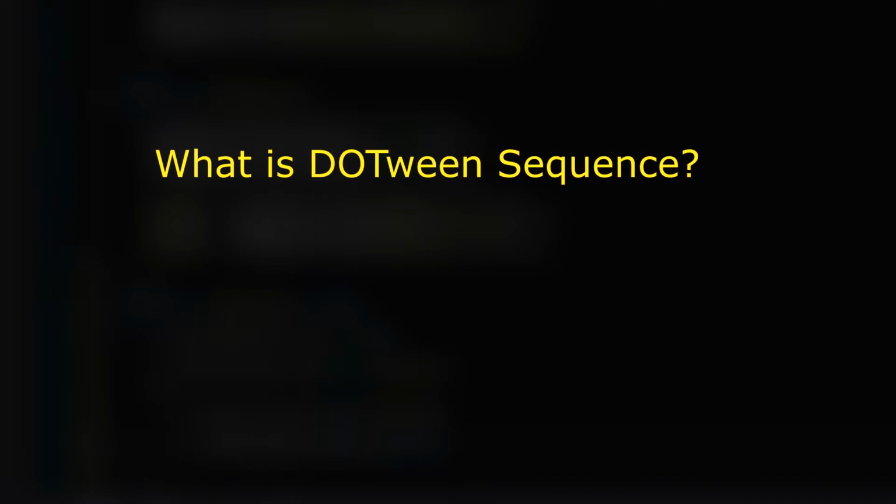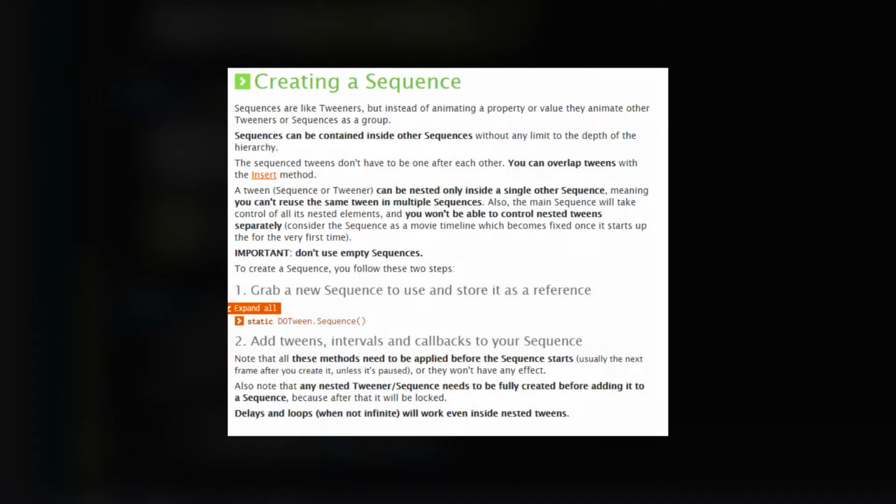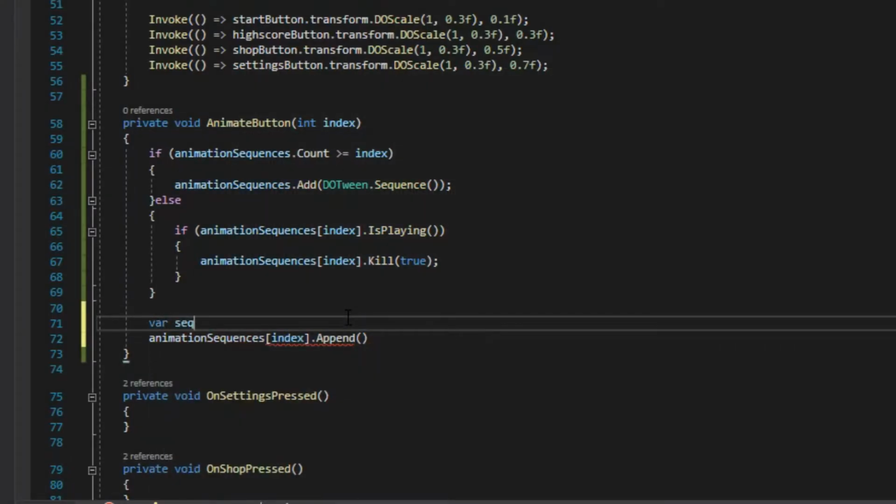Okay, hold on for a second. What is DOTween sequence and why do we use it? Well, a DOTween sequence lets you chain more tweens, which can play one after another or at the same time, depending on the settings. It gives you a lot of features, and usually this is the way to go if you have more than one tween for the same object. You can also append intervals to your sequence to delay some tweens.